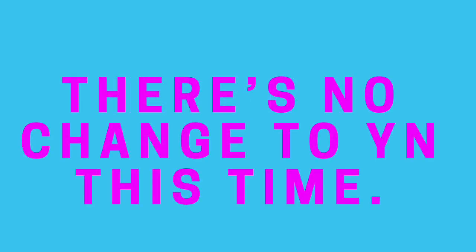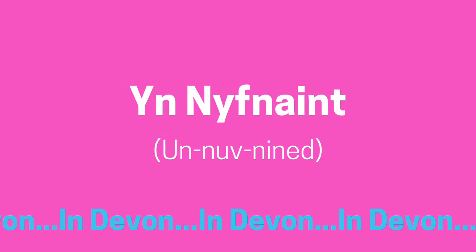When Dyfnaint mutates to Nyfnaint after un, there's no change to the un. It's un-Nyfnaint. But those 2 N's, the N at the end of un and the N at the beginning of Nyfnaint, roll together as if you're saying one word. Un-Nyfnaint. In Devon, un-Nyfnaint.